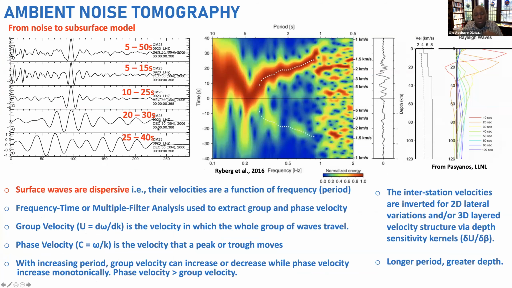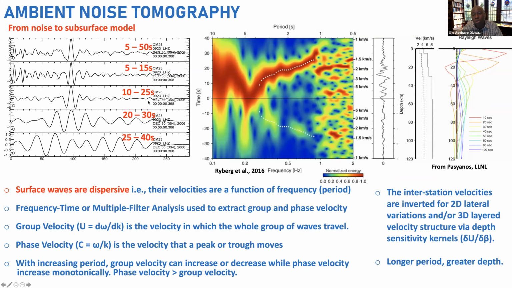One thing we want to take advantage of is that surface waves are dispersive. That means their velocity depends on frequency. For example, if you filter the noise correlation function, you would see that at longer period, the surface wave arrives faster than at shorter period. That's because velocity increases with depth, and so longer periods, which sample greater depth, travel faster and arrive faster at the station.